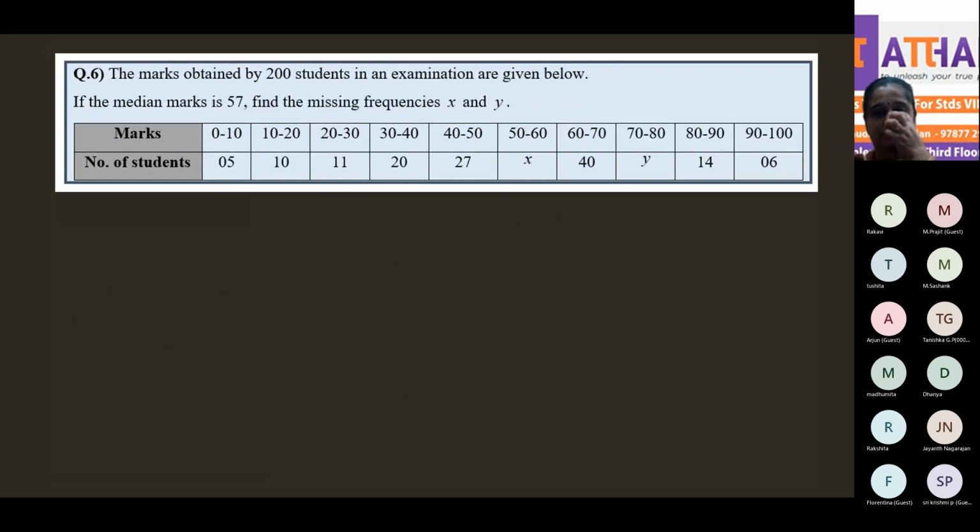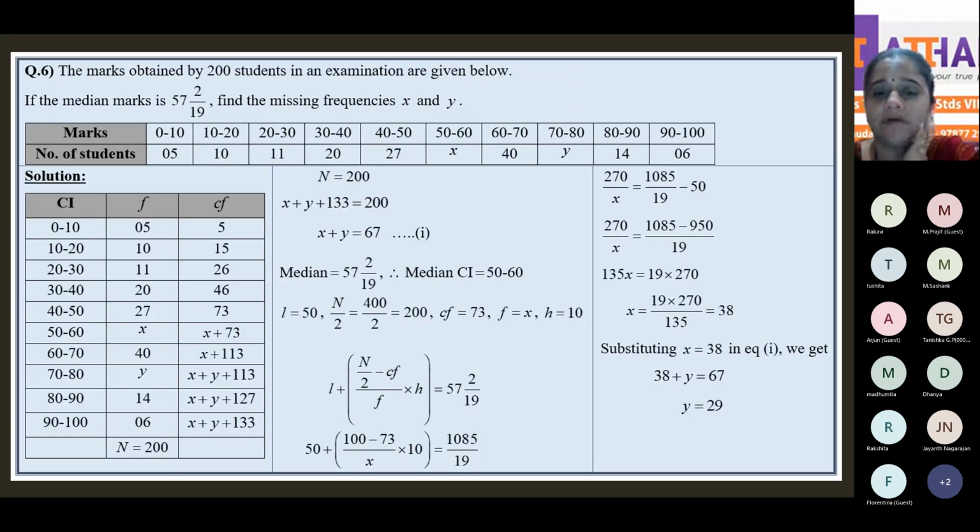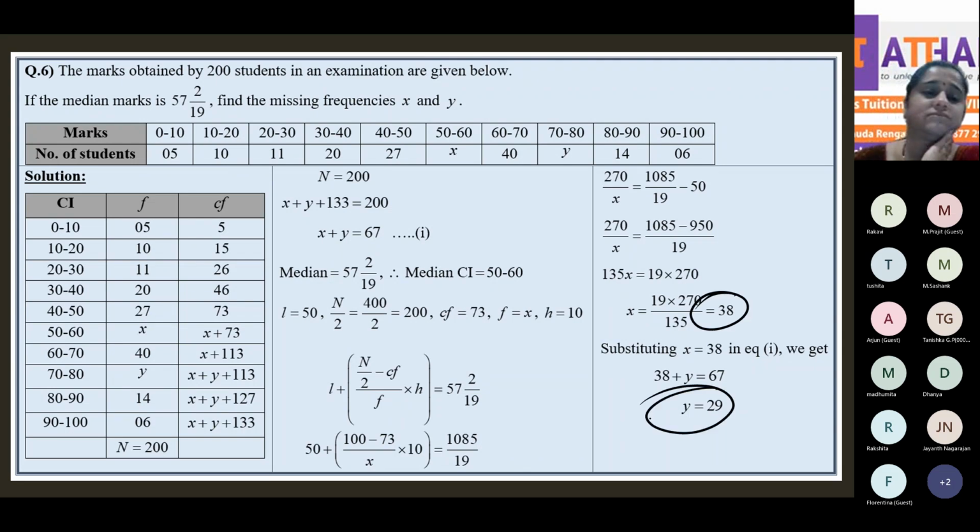X and Y. What are the values of X and Y? Notita has done it. X is 38. I'm getting X 38 and Y 29. X is 38 and Y is 29.